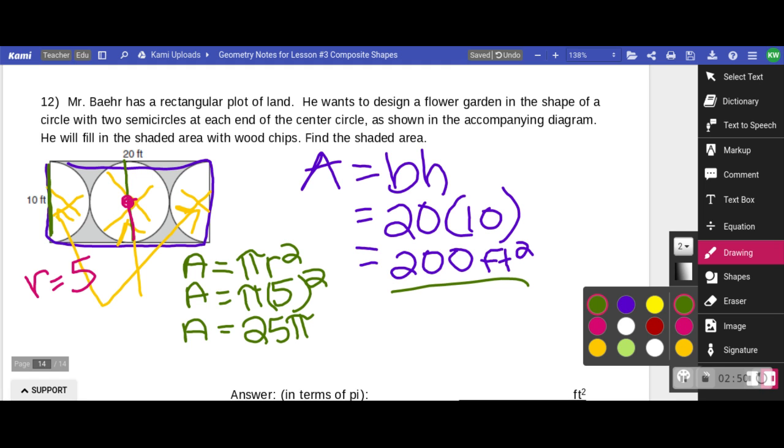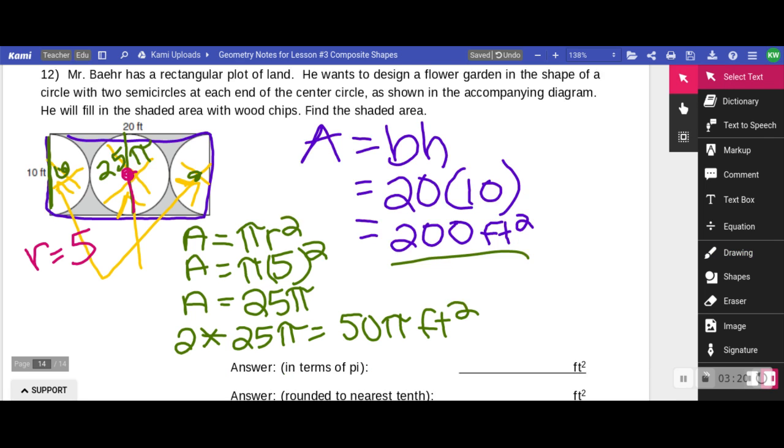Now that's the area of one of the circles. So this circle right here has an area of 25 pi. And then this half circle and this half circle together would make a whole other circle, which also would have an area of 25 pi. So if I have two circles that have an area of 25 pi, that means that he's going to put flowers in 50 pi square feet of his land.